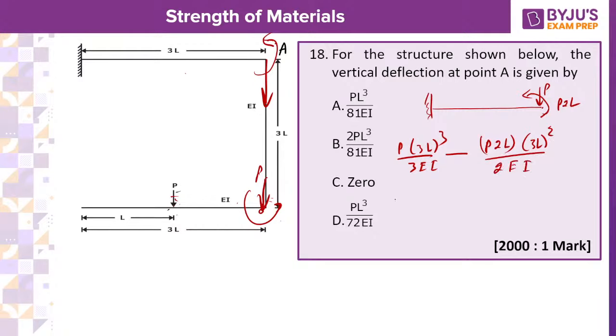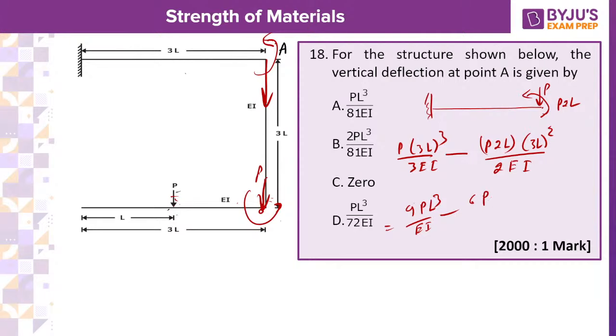Okay, now how much will you get here? Just see, 3 3 is 9, 27, so 27 by 3, you'll get 9 PL cubed by EI. And here you'll get 3 3 6, 2 12, 2 6, 6P. Is it correct, what I'm doing?